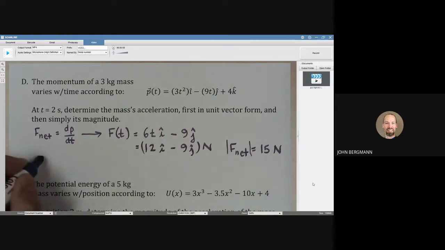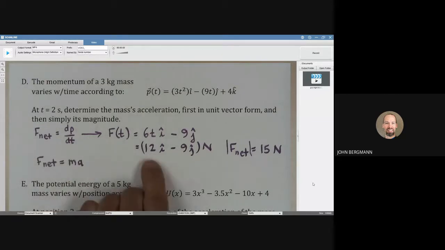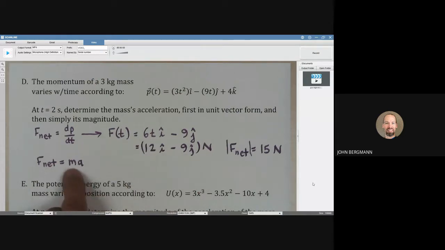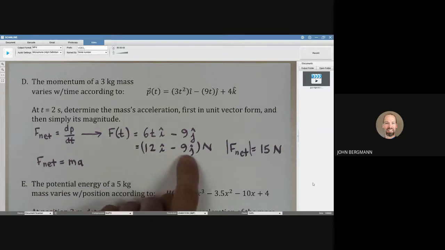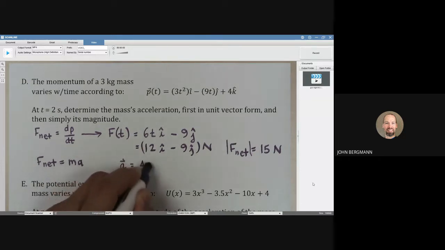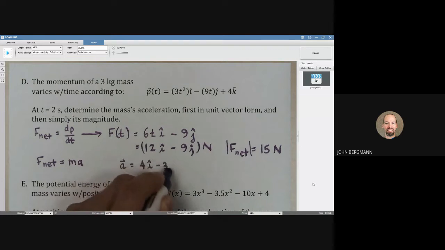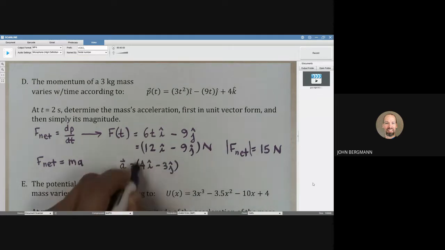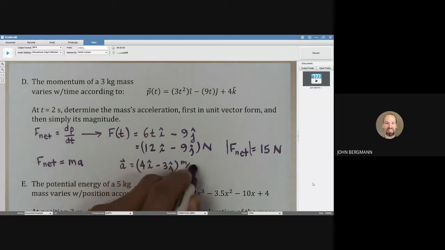According to Newton's second law, the net force is equal to the mass times the acceleration. So if the net force is 12 i hat minus 9 j hat, then the acceleration is going to be 12 i hat minus 9 j hat divided by 3 kilograms. In unit vector form, the acceleration is going to be 4 i hat minus 3 j hat, and then the unit, of course, will be meters per second squared.